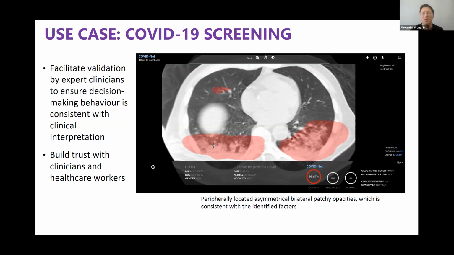So here, what you see is our COVID-Net medical imaging viewing platform, which is available open source for anyone to use and build upon.